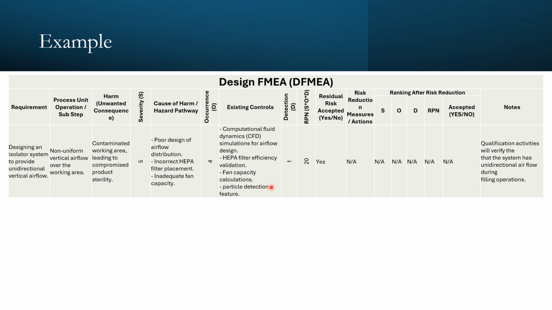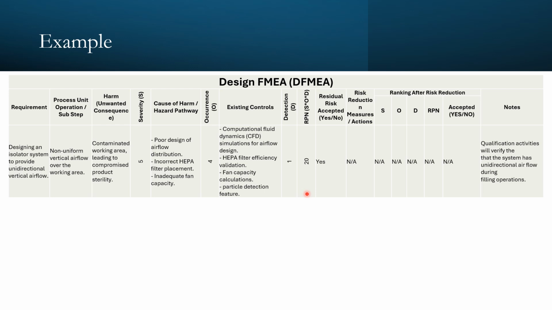So in the next column you need to provide the existing control. So existing control could be computational fluid dynamics simulation for airflow design, HEPA filter efficiency validation, fan capacity calculation, particle detection feature, right? And the detection I have assigned as 1. So the RPN calculation, that is S into O into D, is equal to 20. So the residual risk shall be accepted and there is no need to calculate the RPN, right? So you can take this example to design FMEA, right?